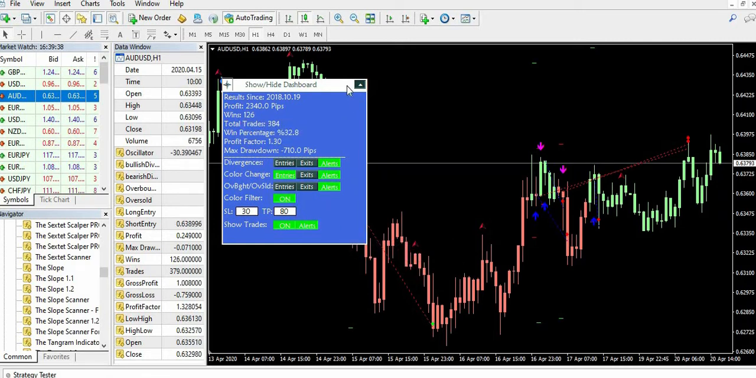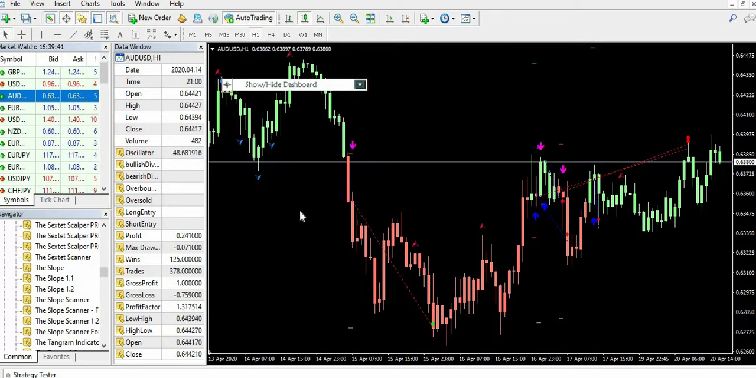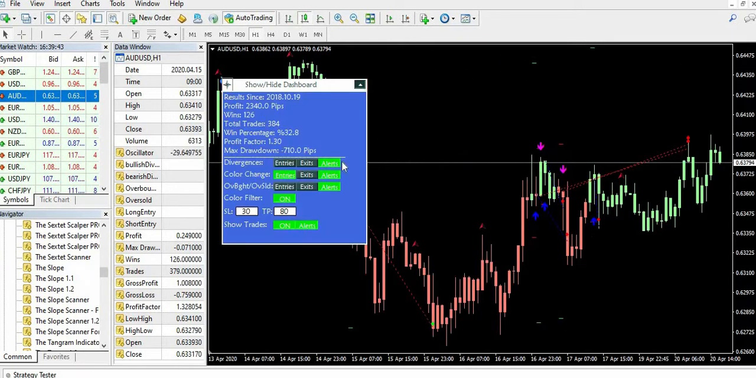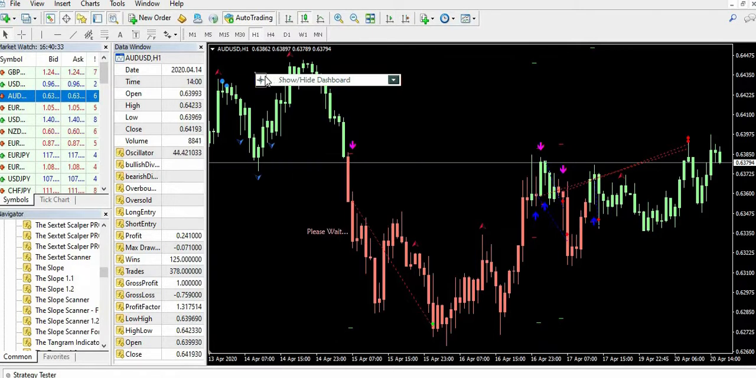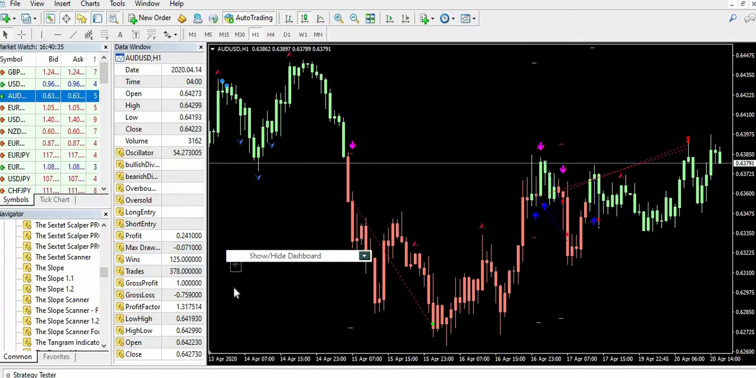Okay, and you could hide the dashboard anytime you like and then open it, and everything would be the same. It will only change if you change your chart. So if you change the time frame of the chart, or if you go to a different currency pair, this would be reset. Otherwise, it would stay the same if you close it or open it. You could also drag the dashboard by dragging this small cross here, or even drag the bar.